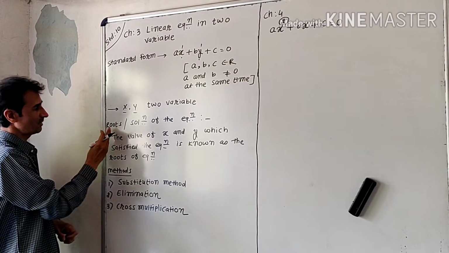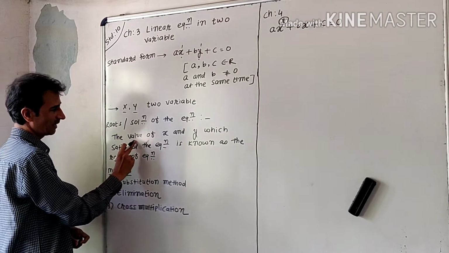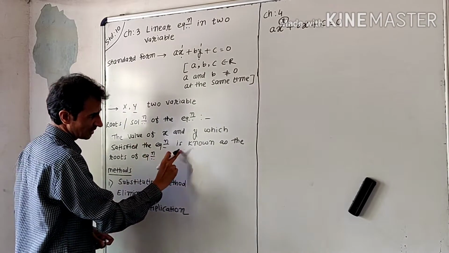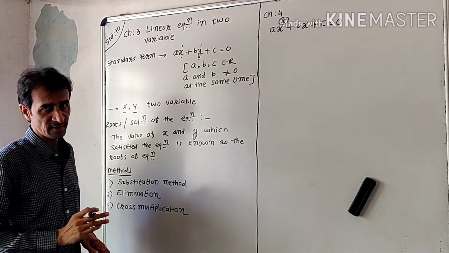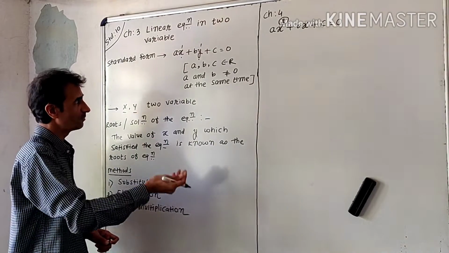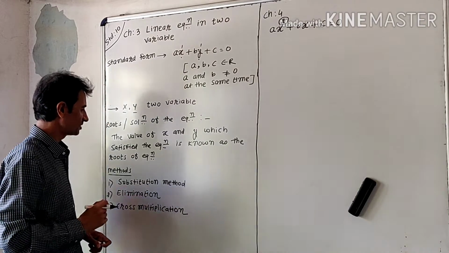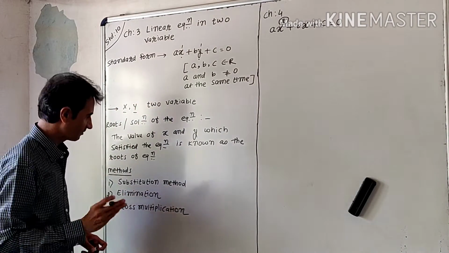Now what is meant by the roots or the solution of the equation? Here the values of x and y which satisfy the equation are known as the roots of the equation. It means the different values of x and y, when we put them into this equation, satisfy the equation, then they are known as the roots or the solution of the equation.